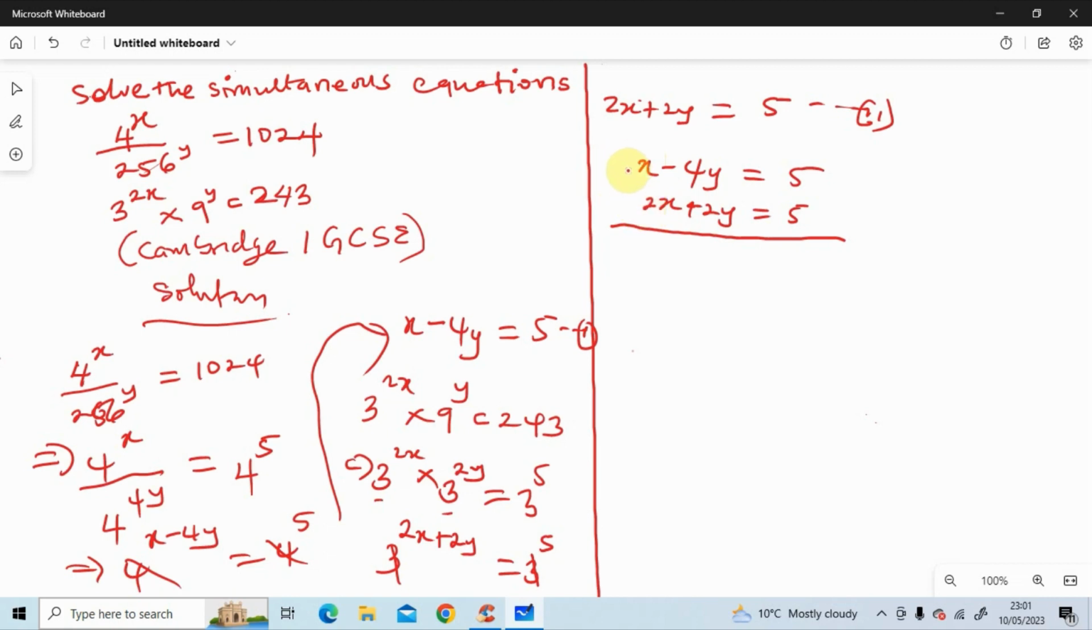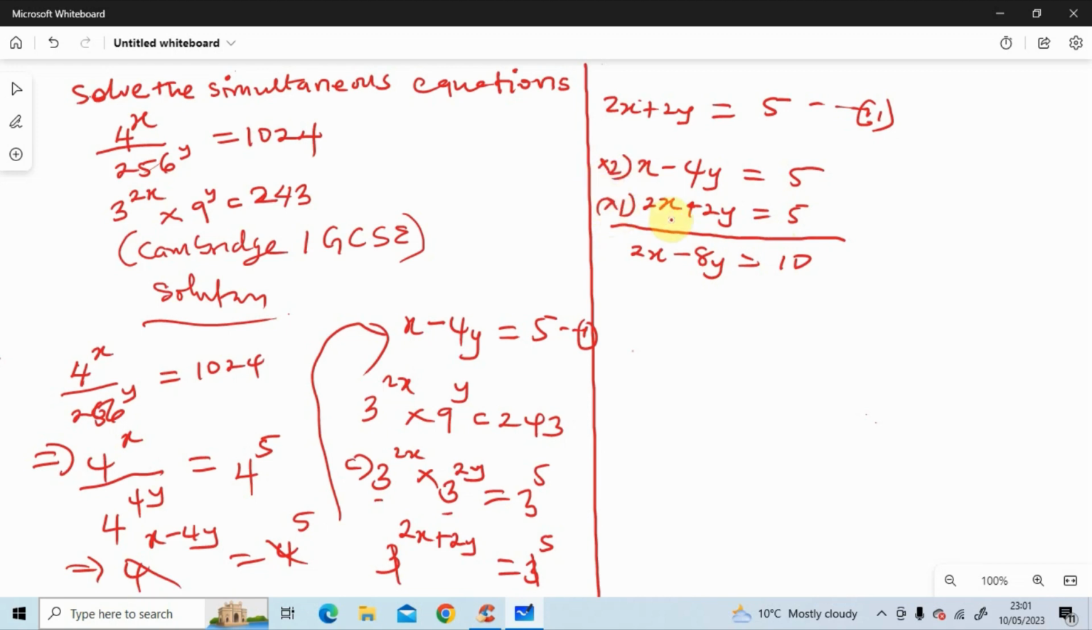So I'm going to multiply the whole of the first equation by the coefficient of x in the second equation, which is 2. So this becomes multiplied by 2, and the second is multiplied by 1, because the coefficient of x is 1 in the first, and in the second x is 2, that is 2x. So now I say 2 times x, that will give me 2x. 2 times minus 4, that will give me minus 8, equal to 2 times 5, that will be 10.